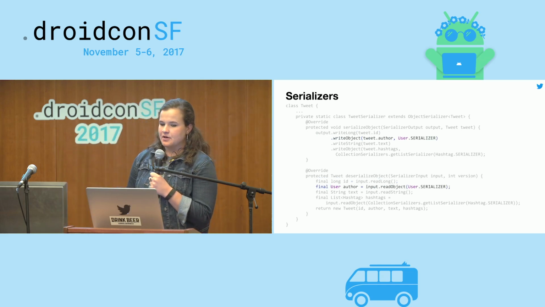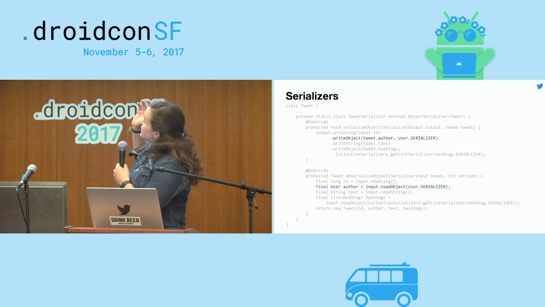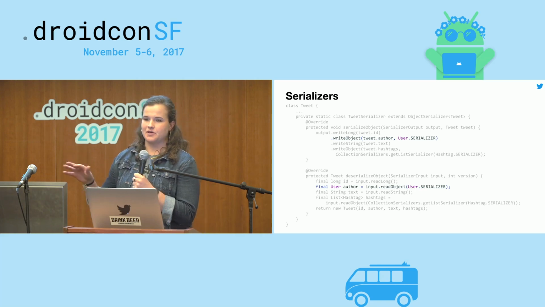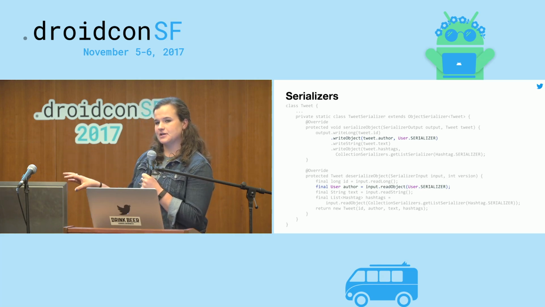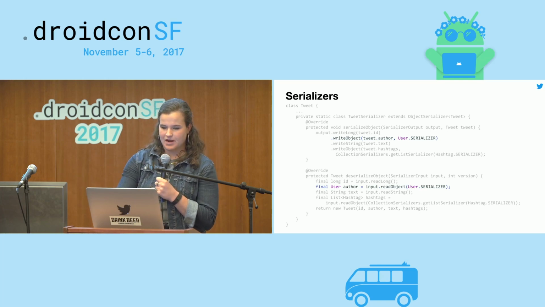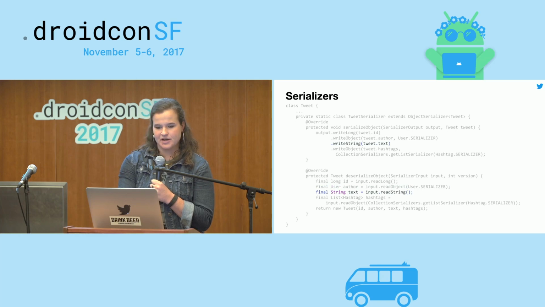For the objects, you are using serializers as well. So for the user object, you have a serializer defined just like this tweet serializer, and this would tell you how exactly we want to serialize the user object itself. So we have writing and reading here, using that same serializer. String, simple like the long.